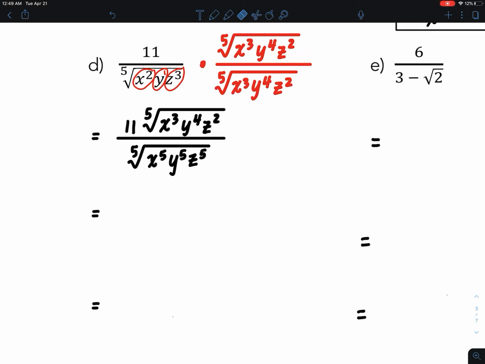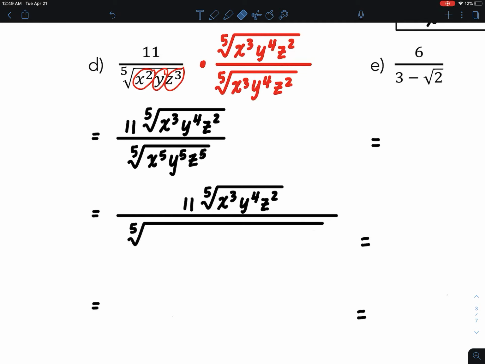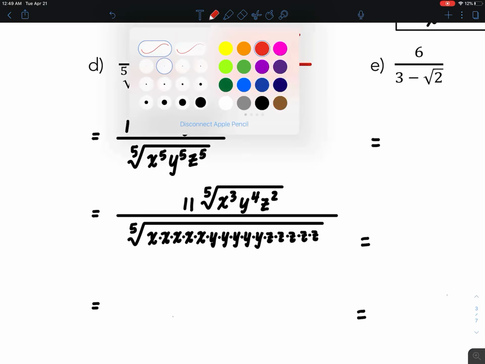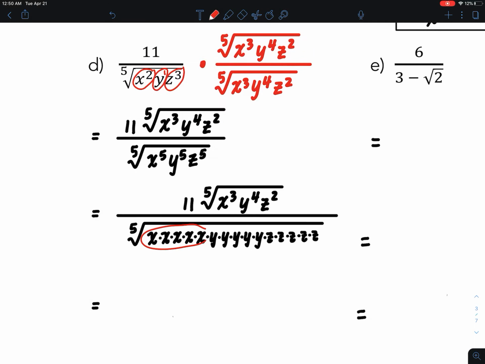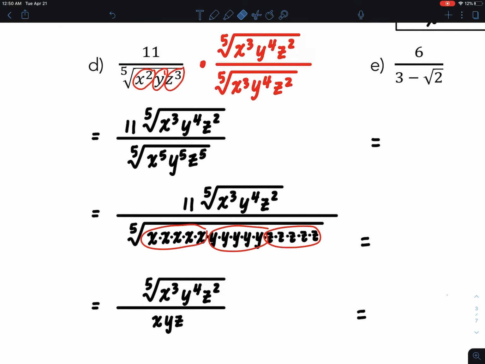But for the rest of us, I'm going to write this all out as 11, fifth root of x cubed y fourth z squared. But for the denominator, I'm going to literally write out all the x's, all the y's, all the z's. When you do this, you can group a group of x's, a group of y's, and a group of z's. So everything leaves the radical, basically. So that will be x, y, and z. And this finishes off letter D.